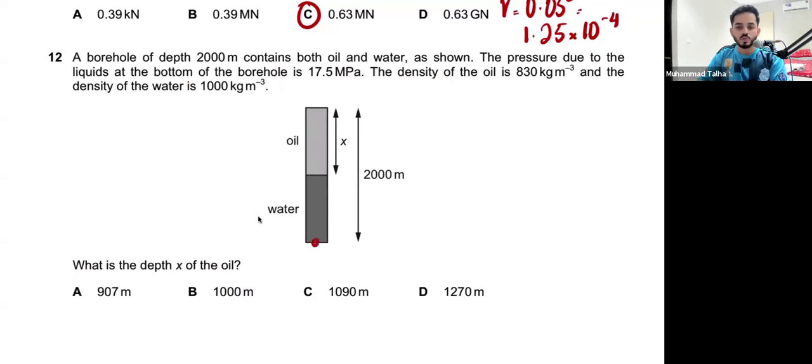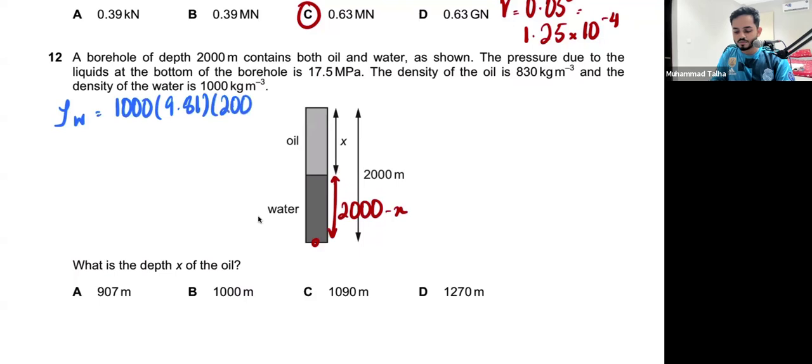So if I look here, this is where I want to find the pressure. If all of this is 2000 and this is X, then this is 2000 minus X. Why do I need this? Because I need to find the pressure for oil and water separately, and then I need to add them. So the pressure of water is going to be rho g h. Rho water is 1000, g is 9.81, and h is 2000 minus X. Similarly for oil, it's not 1000, it's 830 times 9.81 times X.